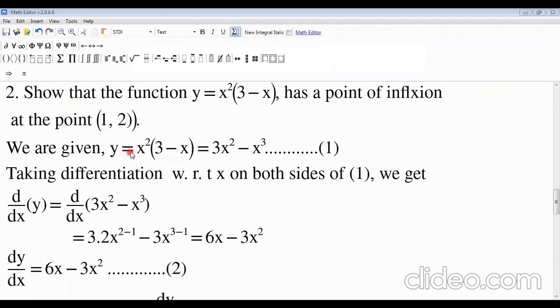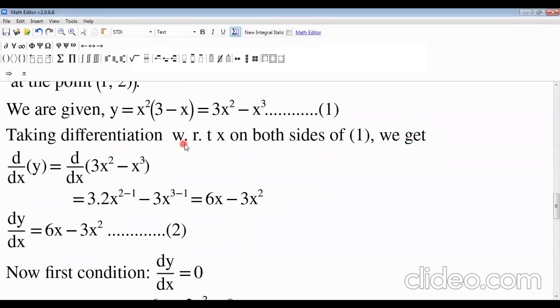So we are given the function y equals x squared into (3 minus x), and we have to find out the inflection point of this curve. Multiplying x squared by this, we get 3x squared minus x cubed, and this is equation number 1. This is the given equation.